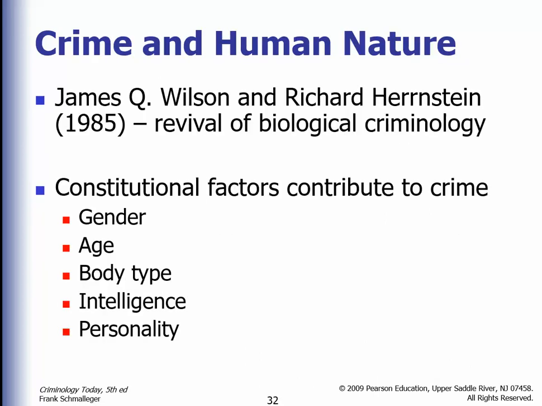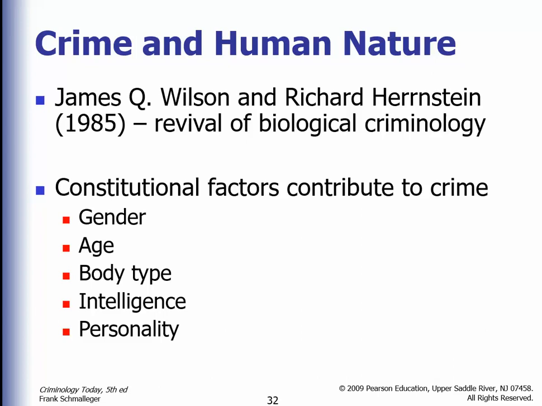Crime and Human Nature. James Wilson and Richard Herrnstein in 1985 basically were starting to revive ideas of biological criminology. And there are people studying it today because it's found that there may be some biological factors that have a relationship to crime.